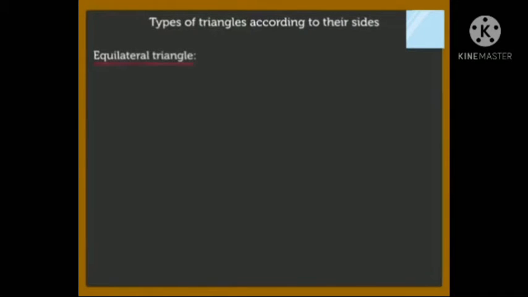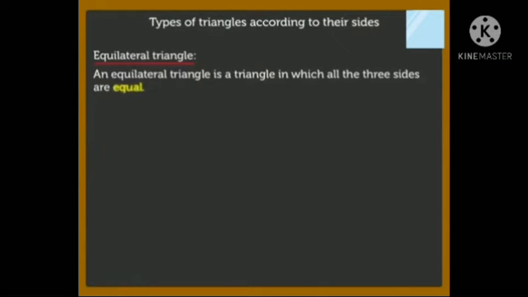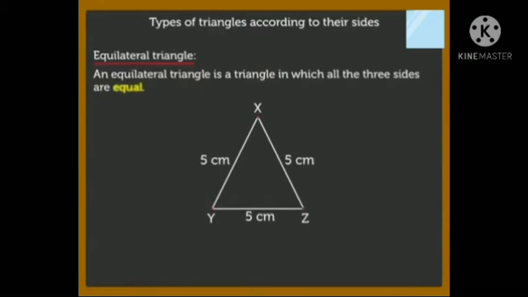So now let's learn the types of triangles according to their sides. First, equilateral triangle. An equilateral triangle is a triangle in which all three sides are equal. So see in the figure, side XY is equal to side YZ is equal to side XZ. All sides are 5 cm. So we can say triangle XYZ is an equilateral triangle.